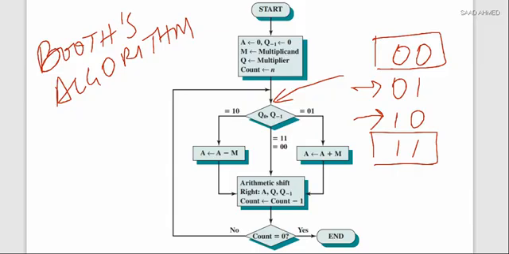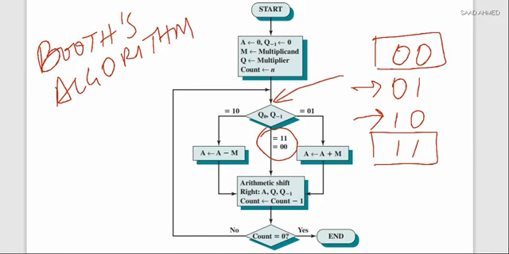If the bits are the same, either 1 1 or 0 0, then you will go straight to the arithmetic shift operation. I'm not going into details because we have already discussed this in the previous sessions, so you know what an arithmetic shift is. But there is a difference in this step, and there is an additional step, which I'm going to tell you about later.